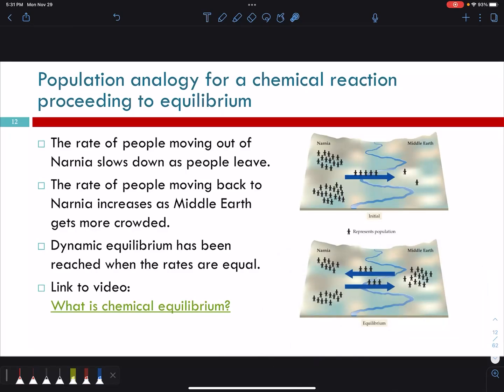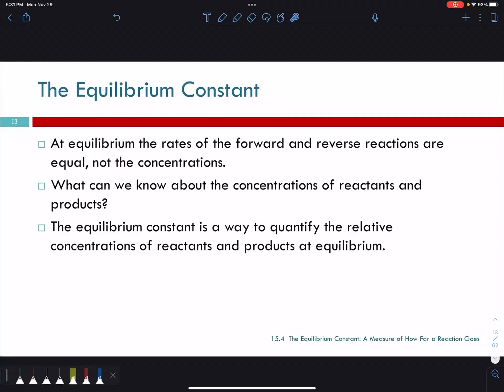Okay, so that's a nice video that explains in a fun way chemical equilibrium. So at equilibrium, again, our rates of the forward reaction and the reverse reaction are the same, but not the concentrations. So what are the concentrations at equilibrium? We can use an equilibrium constant, and we can actually calculate at equilibrium what the relative distribution of concentrations is going to be.